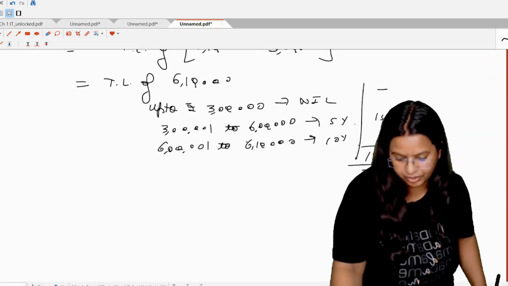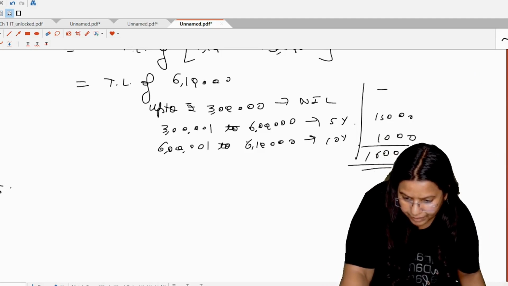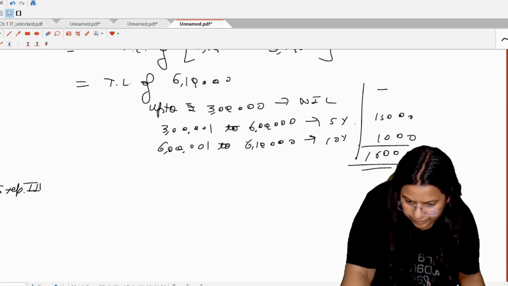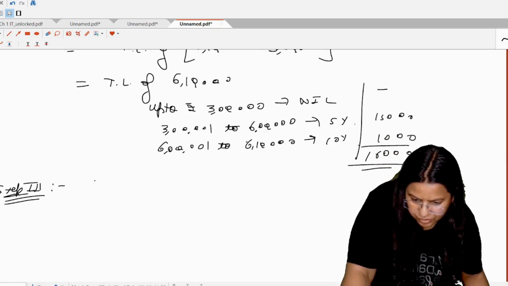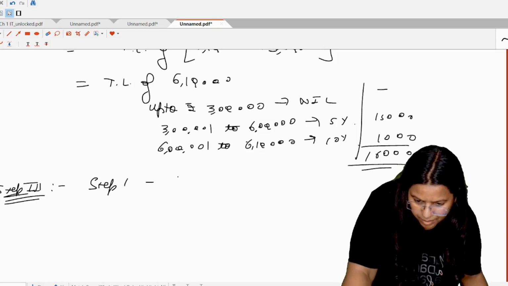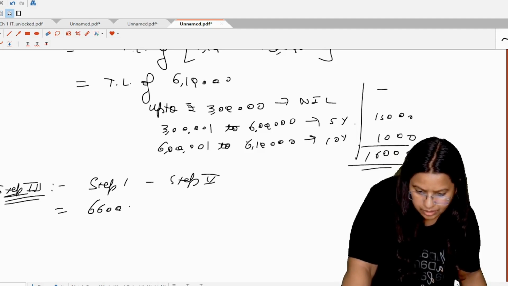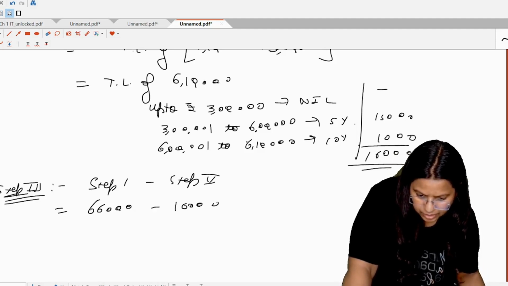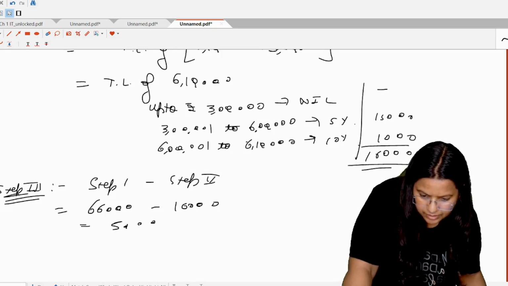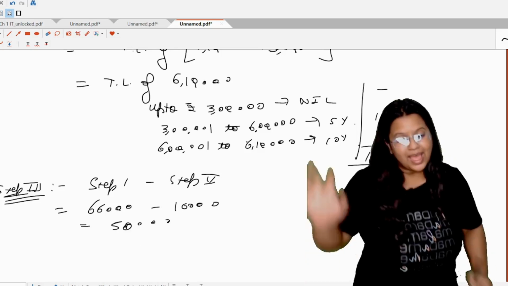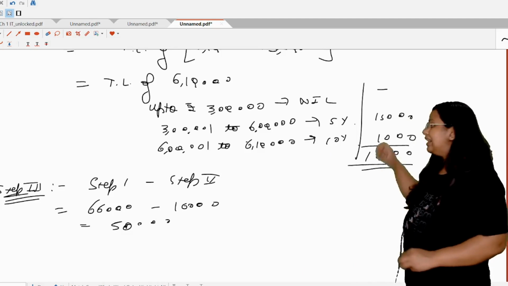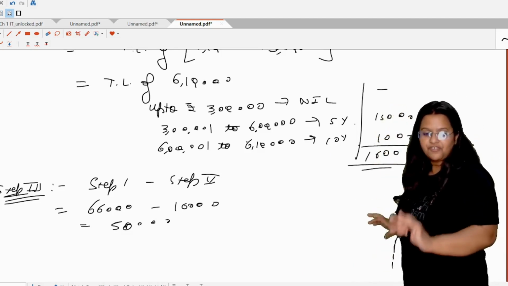Okay. Now what we have to do? On step number 3. Step number 3 is basically step number 1 minus step number 2. Okay, it means step number 1, the tax liability comes 66,000 minus 16,000 is equal to 50,000. So as per the partial integration method, tax liability till this point is 50,000 rupees.